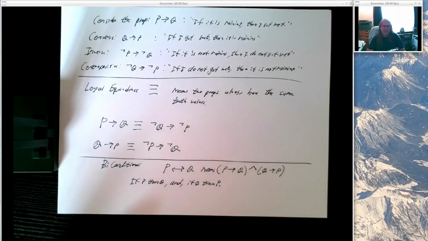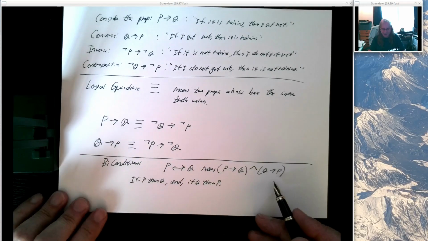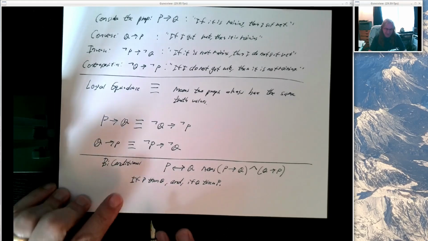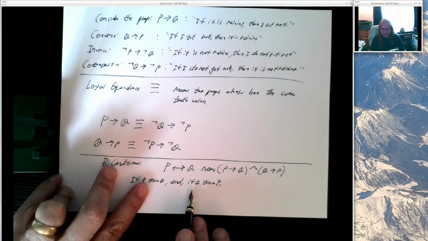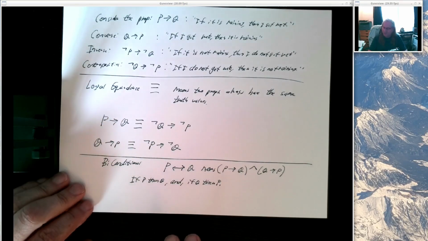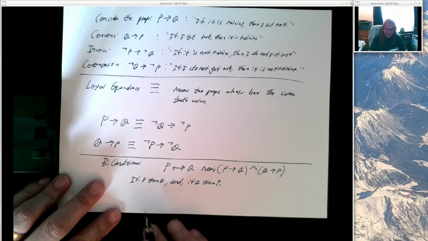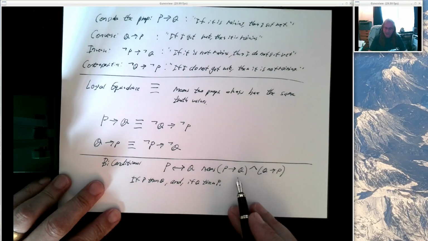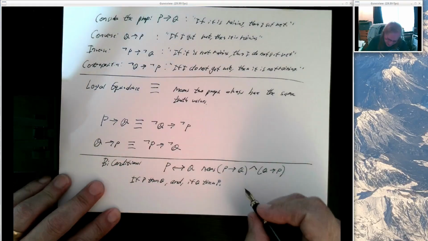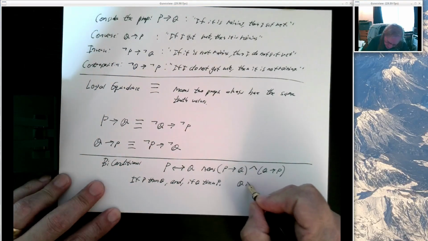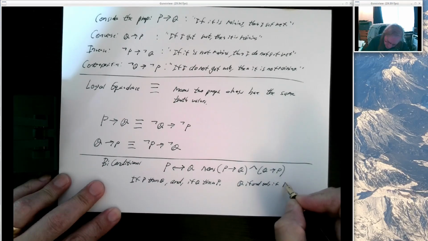Again, English not so precise, right? This formulation with parentheses is very clear. This could be interpreted, if we didn't have the commas, as if P then Q and if Q, or something like that. So this is more precise. But in English we could say if P then Q, also if Q then P. A simpler way of saying this is Q if and only if P.